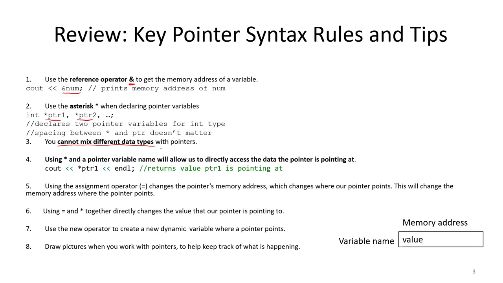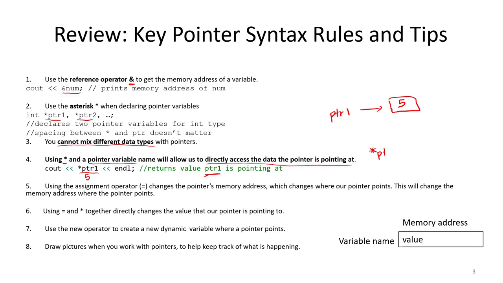Our next rule is rule number 4. The asterisk is a very important tool when using pointers. Remember, if we use asterisk and the name of a pointer, that will allow us to directly access the data that the pointer is pointing at. For example, if I write cout asterisk ptr1, that will return whatever value our pointer ptr1 is pointing at. So for example, if ptr1 was pointing at memory that contained the number 5, we would return the value 5 in that expression.